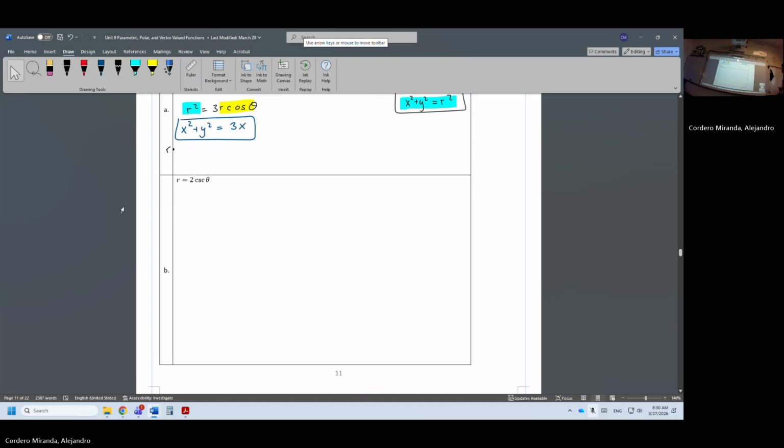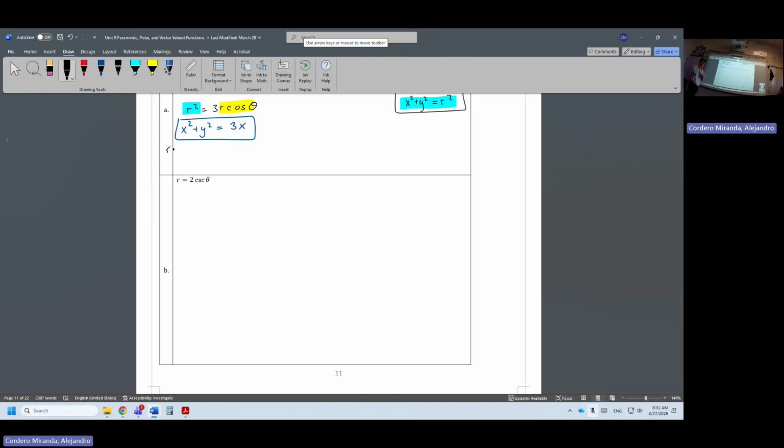Okay. And then this one, they want us to convert as well. Now that you know the trick is to force one of these to be in there, do you see what you can do? What are you doing to this function?